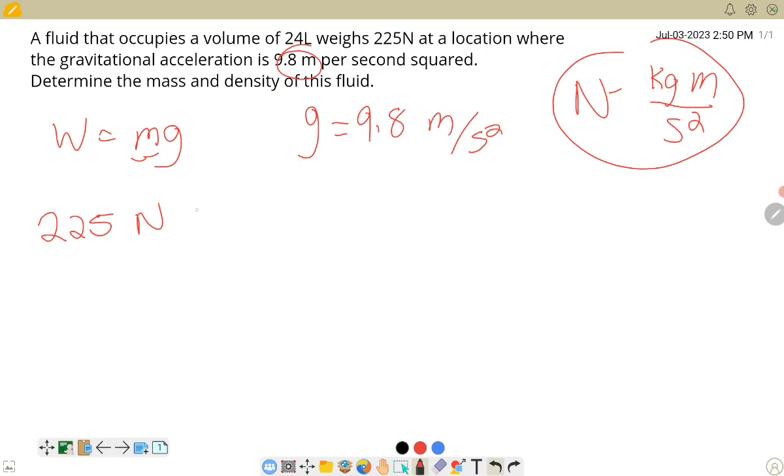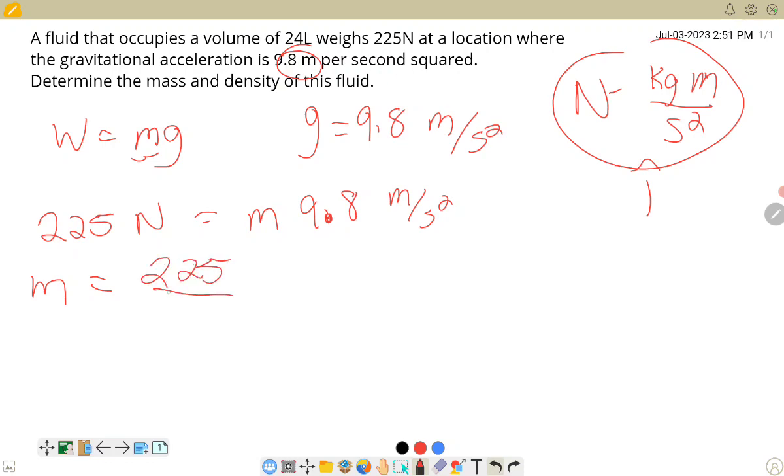So we know that 225 newtons equals mass times 9.8 meters per second squared. And when I divide that, notice that when I divide by the meters per second squared, those are going to go away in our newtons, and we're just going to be left with kilograms. So our mass is going to be equal to 225 divided by 9.8, which is approximately 23 kilograms. Okay, so this nice cancellation of these units happens, and we're just left with kilograms.